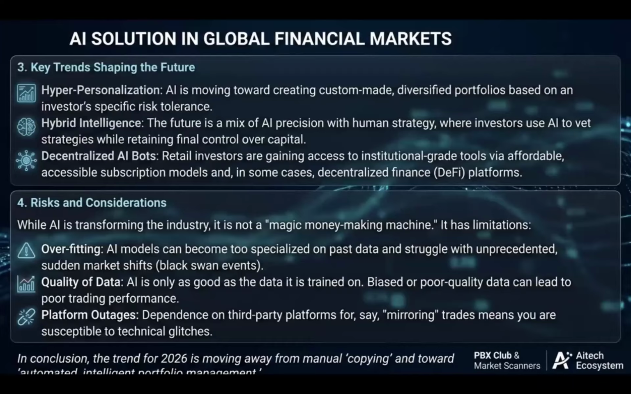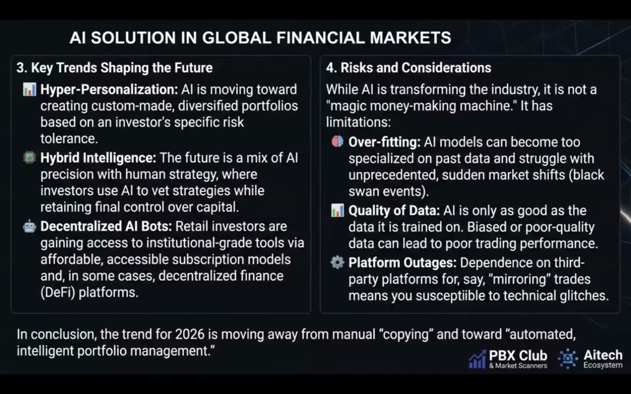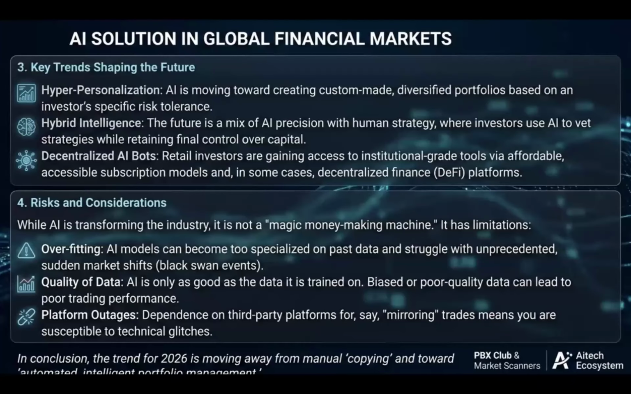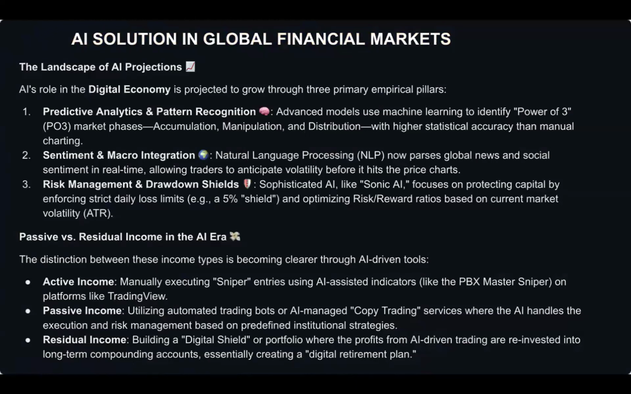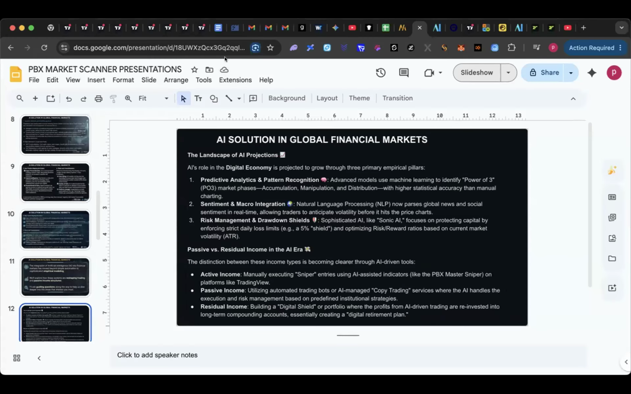All right. So another fantastic thing about AI is this aspect of key trends shaping the future, like I've said, and then the risk management. See, the integration of artificial intelligence into financial markets has moved beyond simple automation to sophisticated empirical modeling. So these are the things we explore in these AI activities: number one, predictive analysis and pattern recognition, sentiment and macro integration, and of course, risk management. And so we'll talk about drawdown, and that's some of the things we're going to be sharing with you on the opportunity.